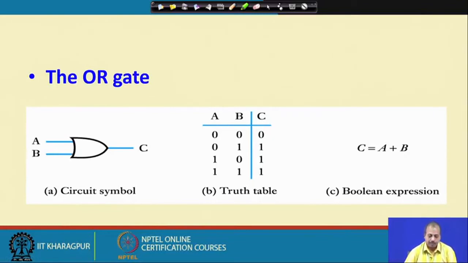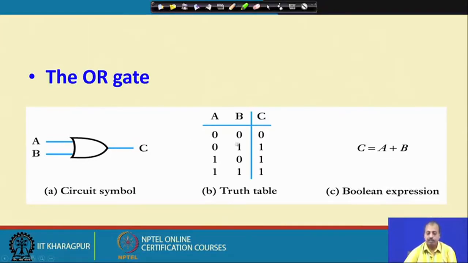The next fundamental gate that we have in digital circuits is the OR gate, and again this symbol is the universally accepted symbol, and it is expected that for an OR gate we will represent it like this. This is the circuit symbol, this is the truth table. OR means whenever at least one of the inputs is equal to 1, output will be equal to 1.